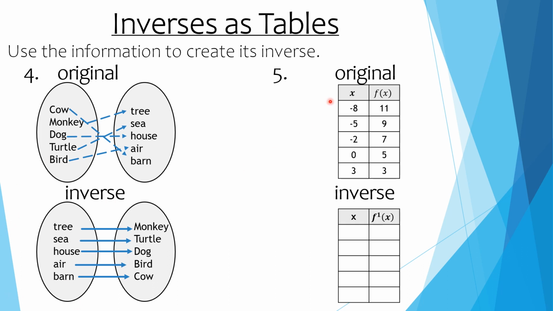outputs. All right, and then our last example of this, our original x and f of x is negative 8, 11, negative 5, 9, negative 2, 7, 0, 5, and 3, 3. As we go through and do the inverse, we should have 11, 9, 7, 5, 3. So the original outputs or range becomes the new input or domain. And then their corresponding new range values were the original inputs or domain. Negative 8, negative 5, negative 2, 0, 3. Just make sure you have those ordered pairs flip-flopped.